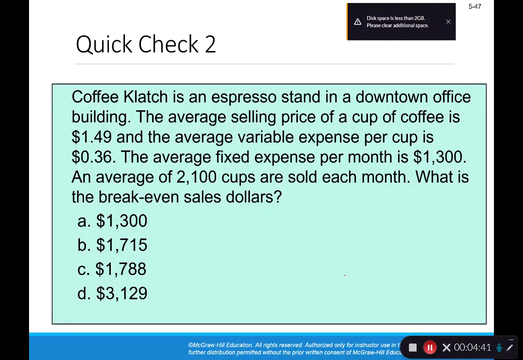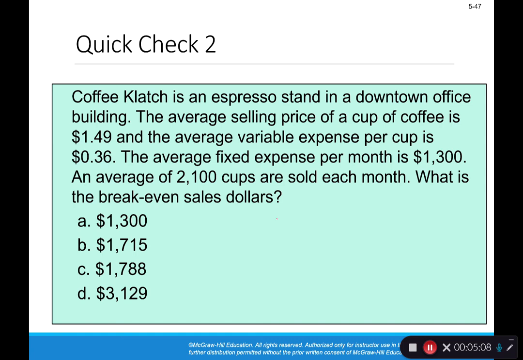So let's go back to our friends at Coffee Klatch. Coffee Klatch is an espresso stand in a downtown office building. The average selling price is $1.49, variable cost 36 cents, fixed cost $1,300. Currently selling 2,100 cups. We want the break even in sales dollars. So give the video a pause and try to calculate the answer in sales dollars.